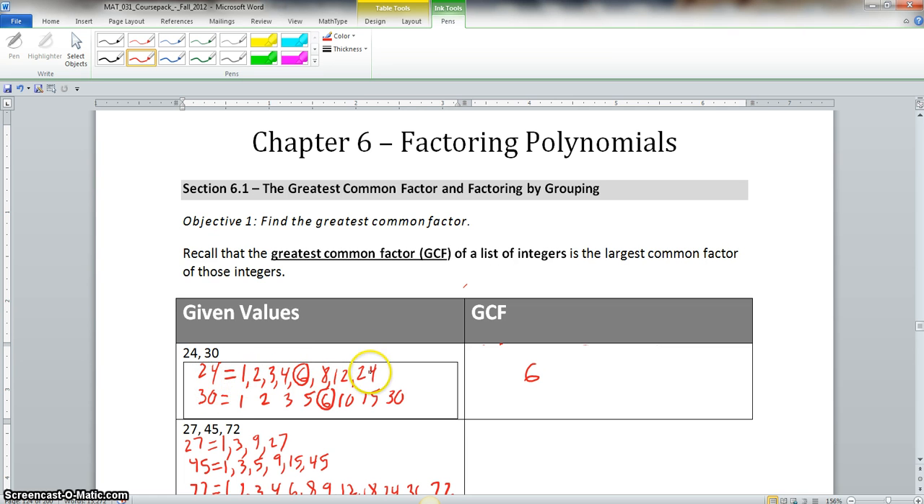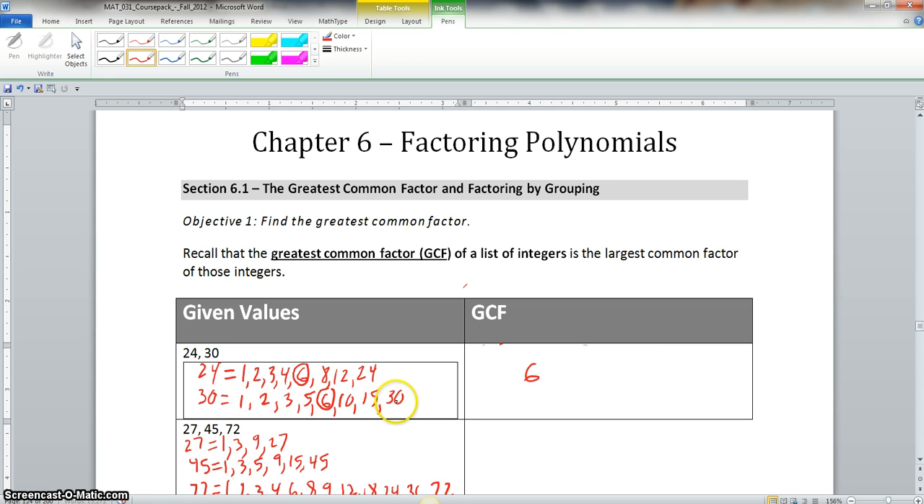So we have 1 times 24 is 24. 2 times 12 is 24. 3 times 8 is 24. And 4 times 6 is 24. These are all the factors of 24. Now 30. All these commas had disappeared here. Let me put our commas in here.